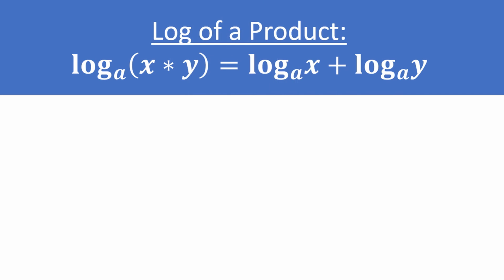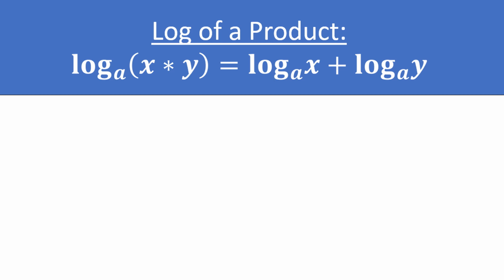Welcome, my friends. In this video, we will discuss two more properties of logs, which are the log of a product and the log of a quotient. The log of a product property says that if you have log base a of x times y, that can be rewritten as two separate logs, log base a of x plus log base a of y.